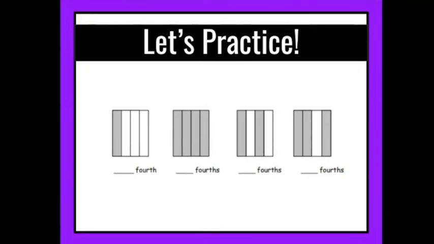Let's move on to fourths. In this first one, I have 1 part shaded, so that means I have a 1/4 shaded. In the second one, I have 4 parts shaded. That means I have 4/4 shaded, or 1 whole. In the third one, I have 2 parts shaded. That means I have 2/4 shaded. And the last one, I have 3 parts shaded, which means I have 3/4 shaded.